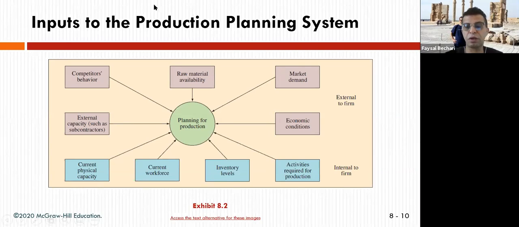So the first one is like the market demand, the raw material availabilities, the competition, the competitors' behavior. These are the external ones. The economic condition, you cannot do something about it, and it's from the outside. And the external capacity, such as a subcontractor, whether he can supply you with enough in time or below the demand. The internal issues are the activities required for the production, whether you have things in the warehouse, whether the current available workforce can process this product, and the current physical capacity, how much you can produce in these activities.